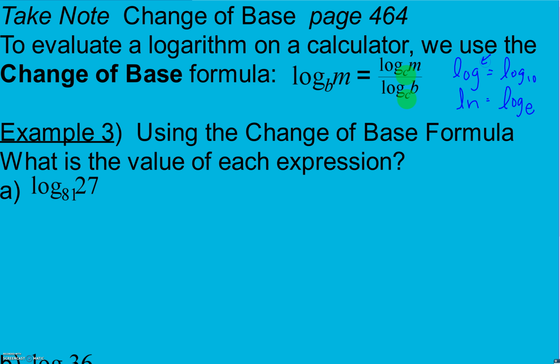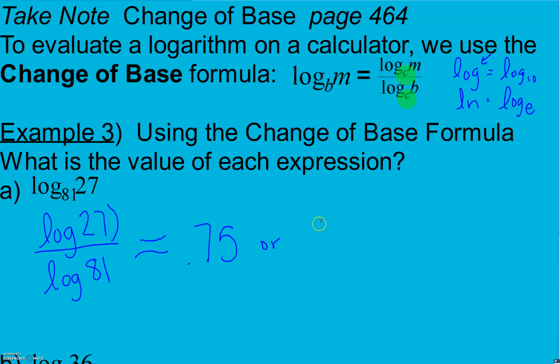So the idea here is that we take log of 27 divided by log of our base 81. And we just type that right in our calculator. We're going to get an approximation. So the big thing here is to make sure when you type in log of 27, you close that parenthesis right there. Divided by log of 81. And I got 0.75. Or you could write this as 3 over 4.